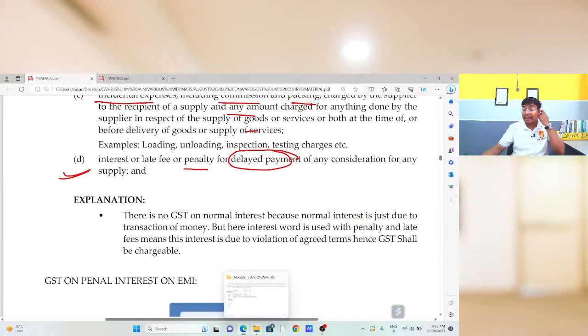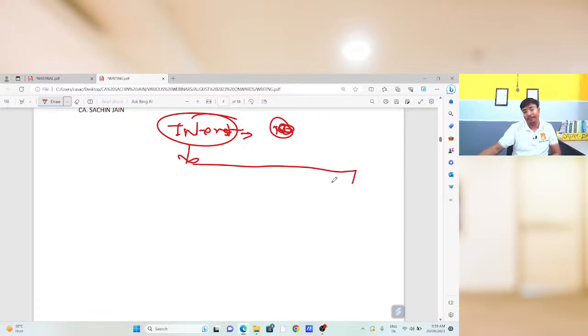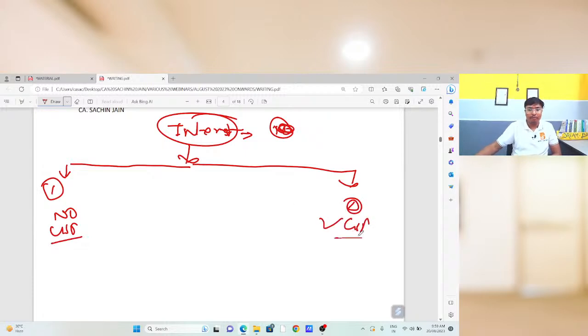Now, one more important point. There are two types of interest. There is no GST on one type of interest, and on the second type of interest, GST applies. Let's understand this in chart form. What is the difference between these two types of interest?